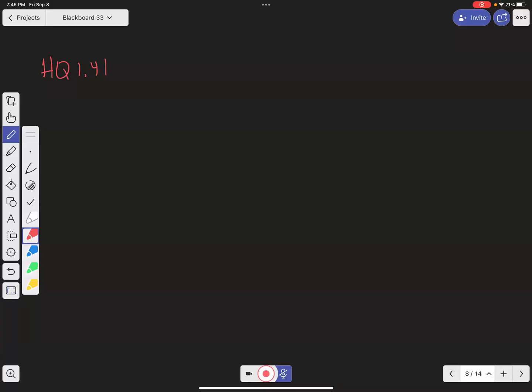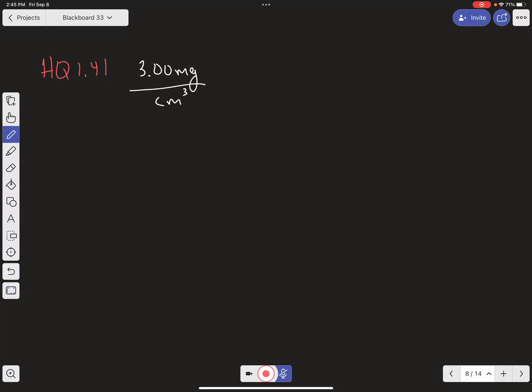So for question 41 from the homework, it's about aerogel. They tell us that aerogel has one of the lowest known densities of any solid, and the density is 3 milligrams per cubic centimeter. What they want to know is, in 1 cubic foot of aerogel, how many pounds that would be.